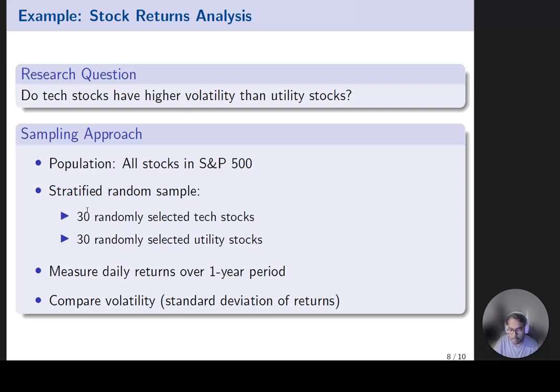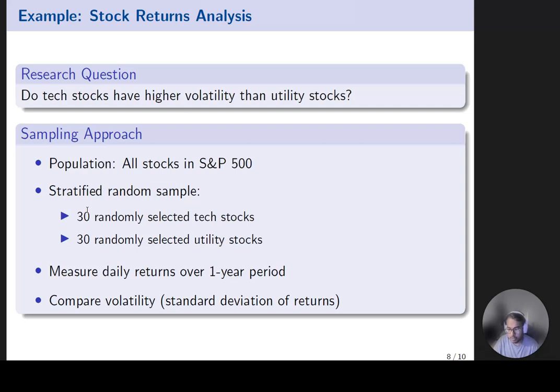So our sampling approach would involve identifying all the tech stocks in the S&P 500, identifying all utility stocks in the S&P 500, then randomly selecting 30 tech stocks and 30 utility stocks. After selecting our samples, we would measure the daily returns for each of these stocks over a 1-year period. Then we will calculate the volatility, which is typically measured as the standard deviation of the returns for each stock. And then we might do some other stuff.